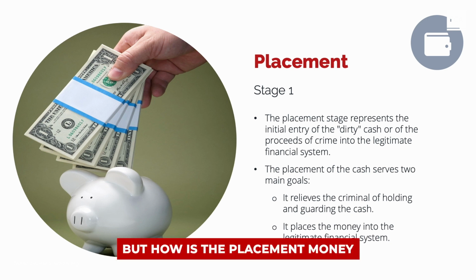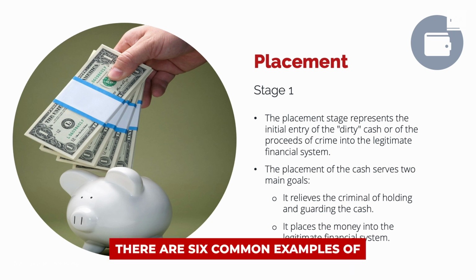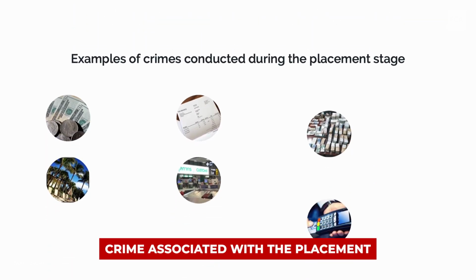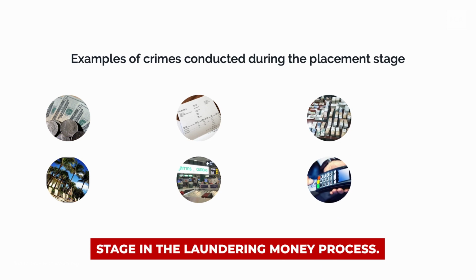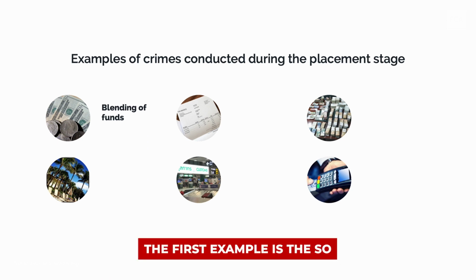But how is the placement money laundering stage achieved? There are several ways the dirty money can be entered into the financial system. There are 6 common examples of crime associated with the placement stage in the laundering money process. Number 1. Blending of funds. The first example is the so-called blending of funds.